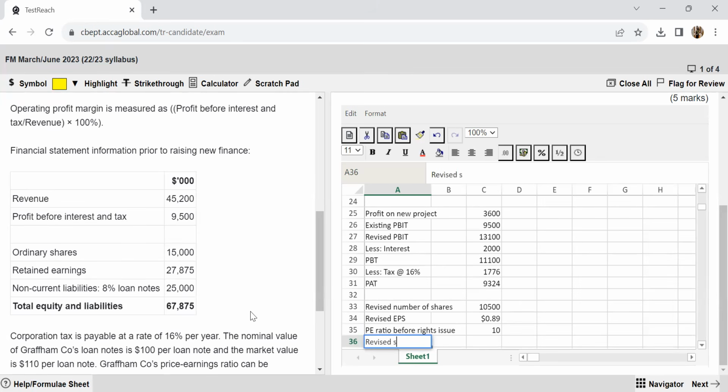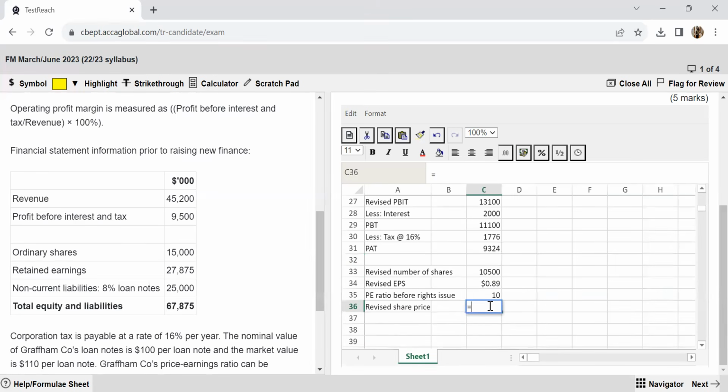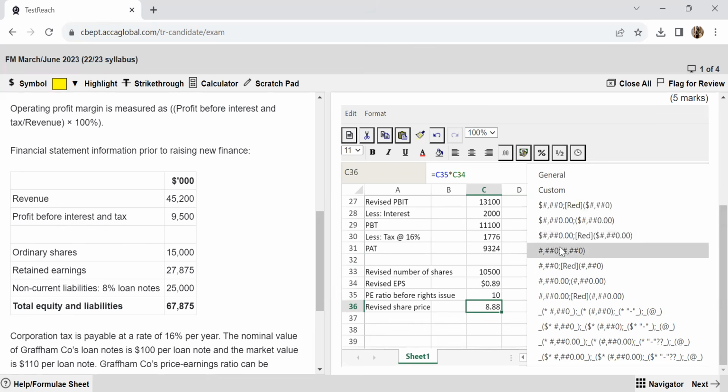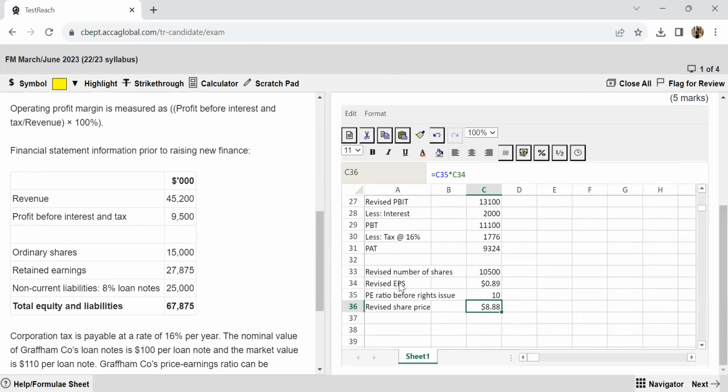So my revised share price will come out to be PE ratio multiplied by my earnings per share. So with this, equals to 10 multiplied by your EPS. So with this we arrive at 8.88. This will be our revised share price. I can also format this as currency. Right. So I can highlight both of these as my answers because this is what the ultimate requirement was.